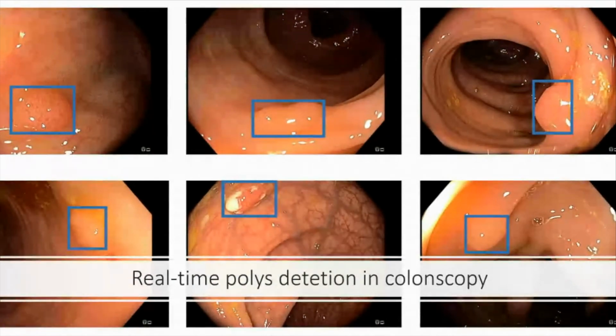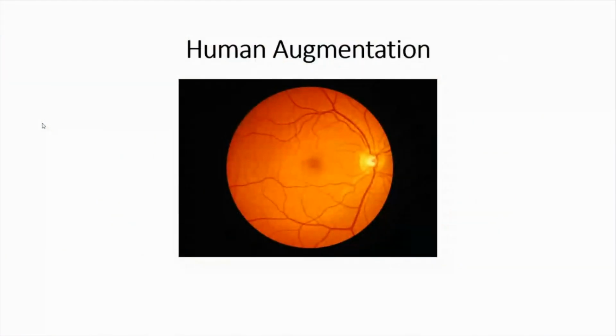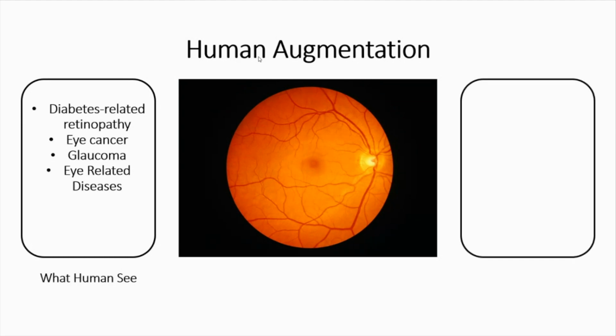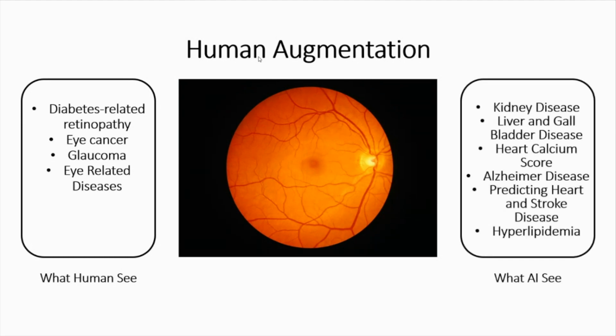So one example I want to give you on human augmentation is this retinopathy image. In this kind of image, if you go to an optometrist, they will tell you four things only. Based on your diagram, are you diabetic? You do have diabetes-related retinopathy, eye cancer, glaucoma, or eye-related disease. But if you use AI to check this data, the possible diseases you can see, you can even know kidney disease, gallbladder disease, heart calcium score, and even Alzheimer's from this image.